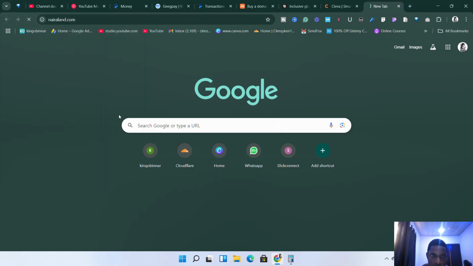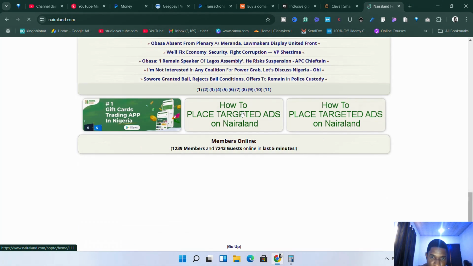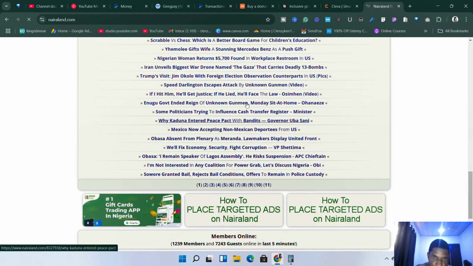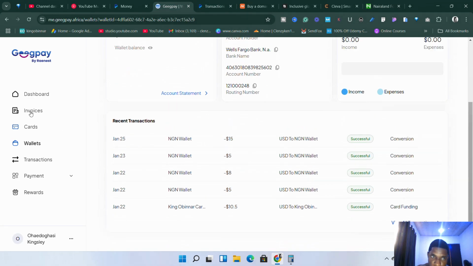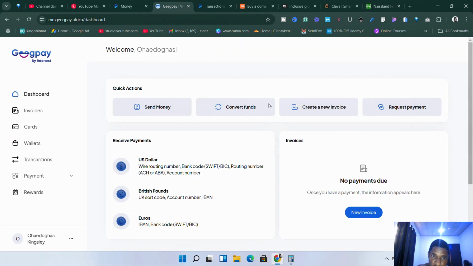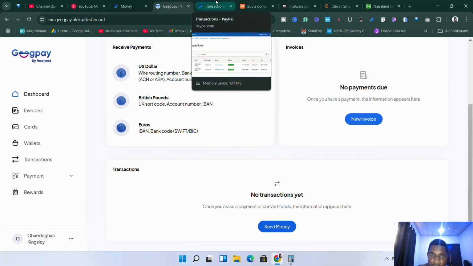You can go to forums like Naira Land. People are out there looking for who can buy their PayPal funds at good rates. You can decide to buy at 1.3, 1.4, and come here to sell at 1.6. You come to this Grail and Geegpay.africa, or whichever one you decide to use later on, to sell it at 1.6 and have your profit.